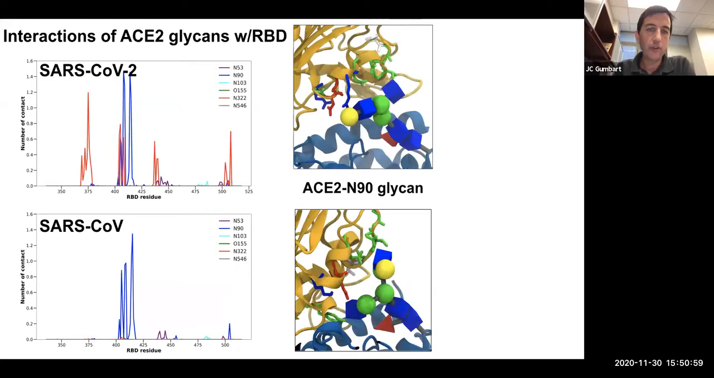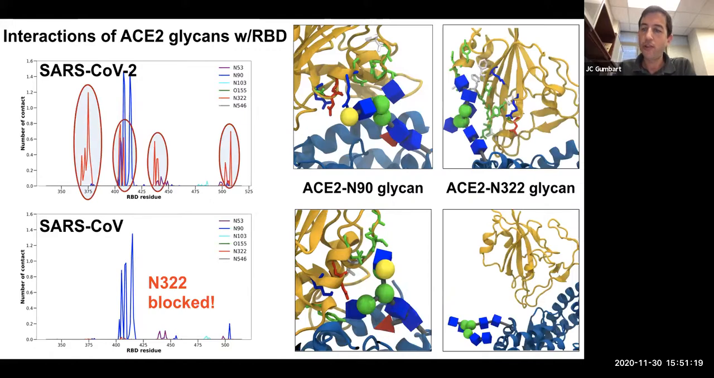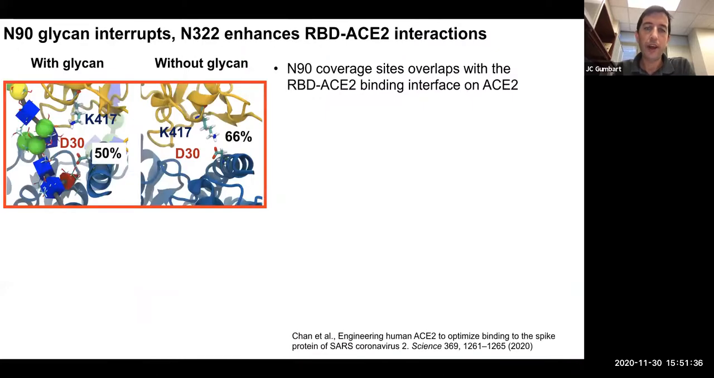Just to draw your attention, the blue is the ACE2 N90 glycan. That one's similar in both. In both SARS-CoV-1 and CoV-2, it's forming some interactions with the receptor binding domain. But in red, you can see quite a difference for the ACE2 N322 glycan. In SARS-CoV-2, it's forming a lot of interactions, but in CoV-1, it's blocked by that SARS-CoV-1 glycan that is lost in CoV-2. So comparing the behavior of these two, the N90 glycan actually interrupts some of the interactions between RBD and ACE2.